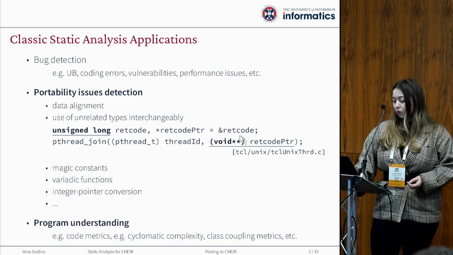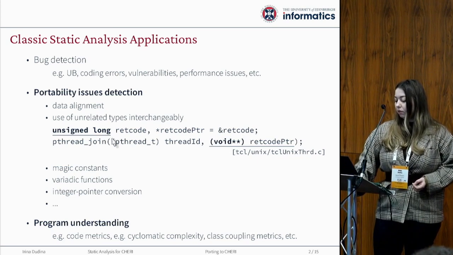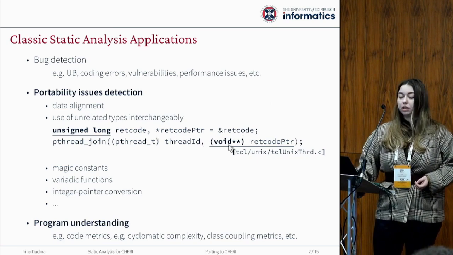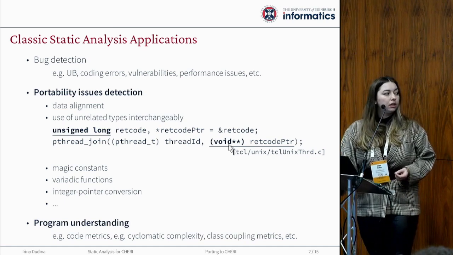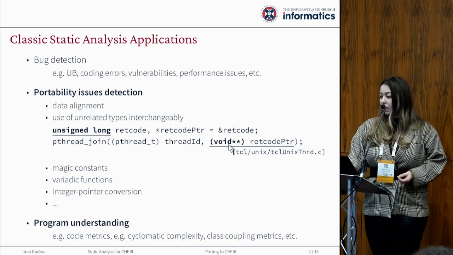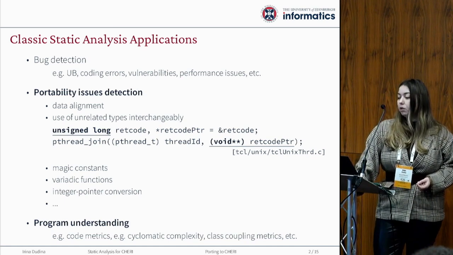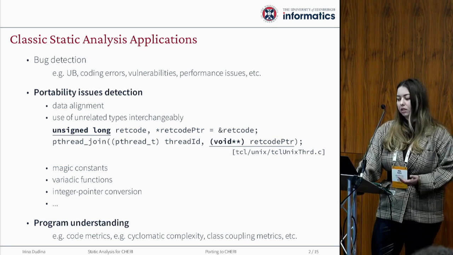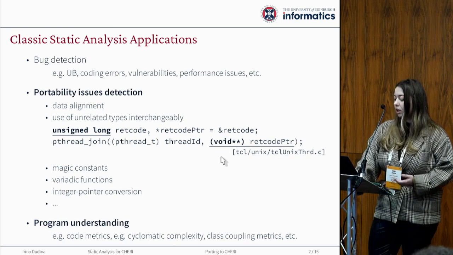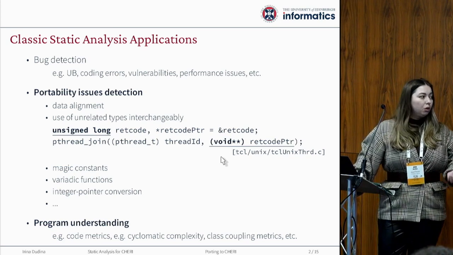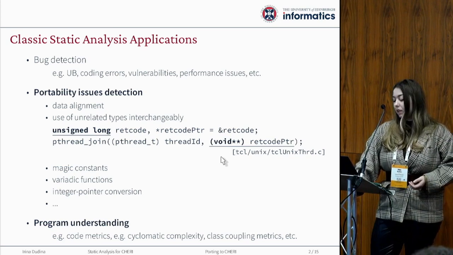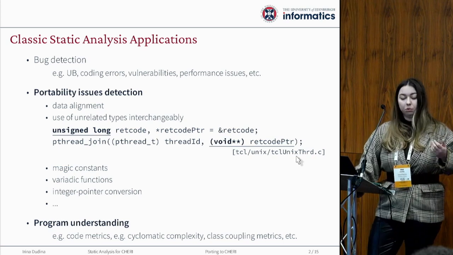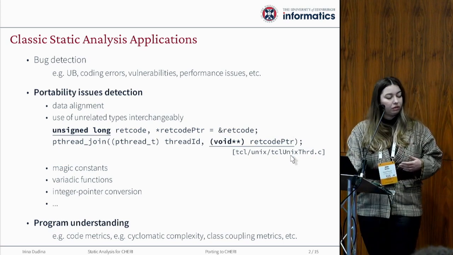Like in this code, for example, we are passing the address of an unsigned long variable to a function, which then writes a void star value to it. As long as unsigned long and void star have the same size, this will work fine. But on CHERI, this is no longer true, so this code will not work on CHERI. All my examples, or most of my examples, come from real code, so you will have references here.